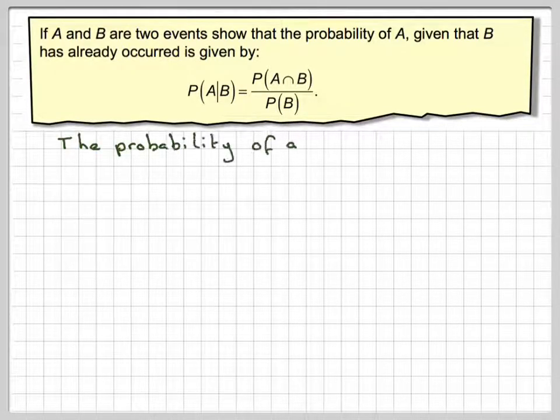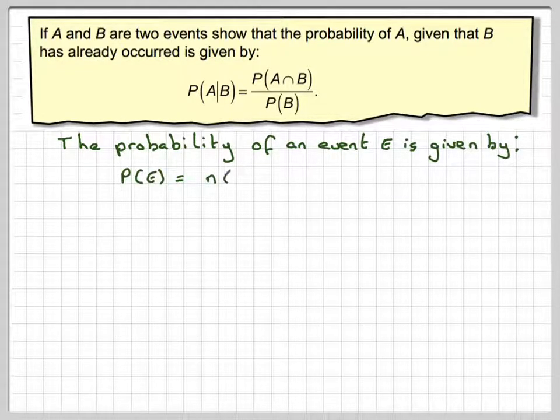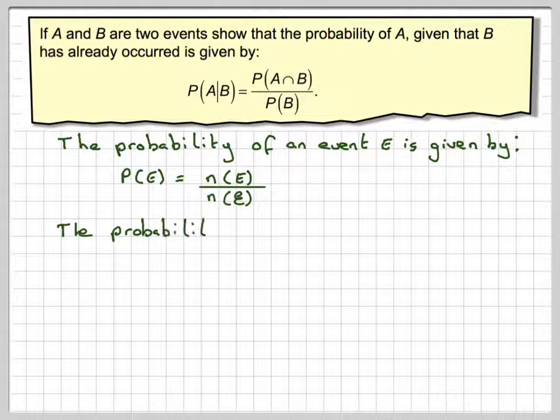Now, the formal definition of the probability of an event E is given by the probability of E equals the number in that event E, divided by the number in the universal set. And therefore sets are useful in order to calculate probabilities.